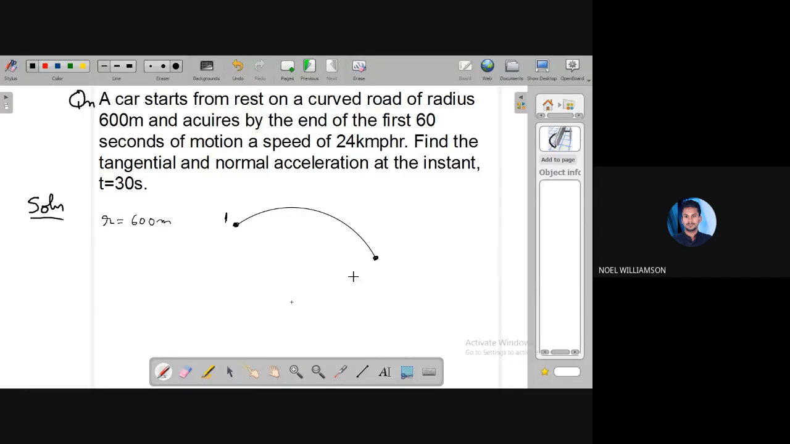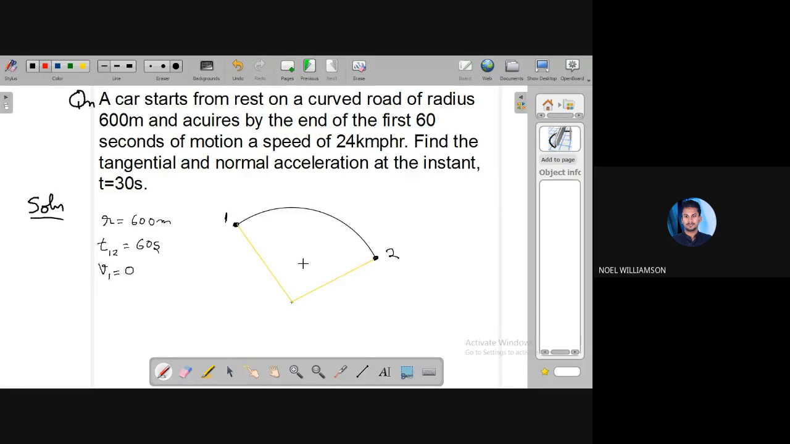So this is the motion. Initially this was the point, and finally it reaches the point 2. So this is the initial point and the final point. The time taken to reach 2, that is T12, is given as 60 seconds, right? So after 60 seconds of motion, it attained a speed of 24 kilometer per hour. Initially it starts from rest. That means at 1, the value of V is 0, that is V1 equal to 0.